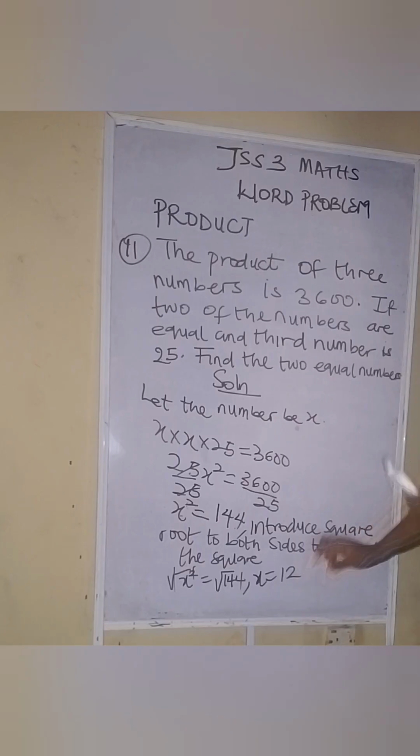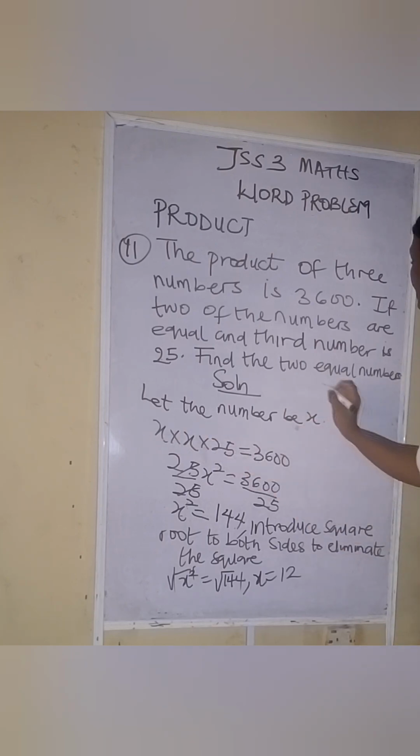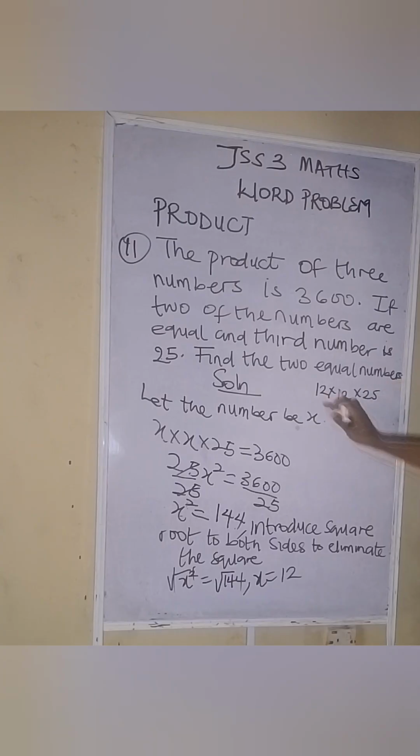Let's try something. Let's input this 12 here to check if we get 3,600. So now, let's put the 12 here. That will be 12 times 12 times 25. When you multiply these 3 numbers, you will get 3,600. You can try it using your calculator, or perfectly, the answer is 3,600.